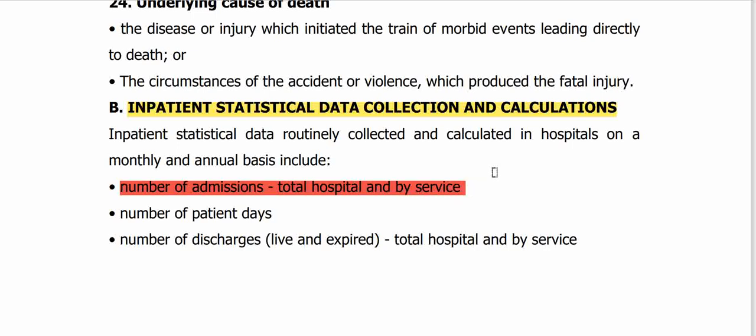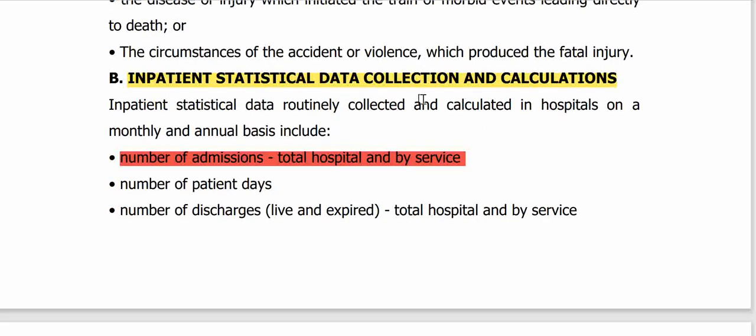So we want to know at the end of the day, at the end of the week, how many people we are able to admit in our facility for the week, for the month, or for the whole year. Number two, we have number of patient days. So we want to know out of these patients, how many of them spend how many days in the facilities. Number of discharges, those who were discharged alive, and those that were discharged expired or dead. That is the total hospital and by service.